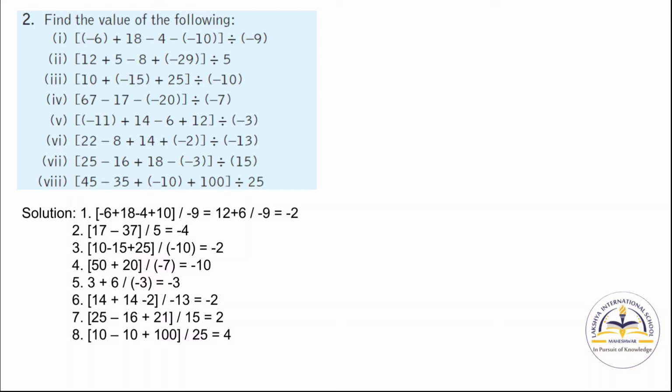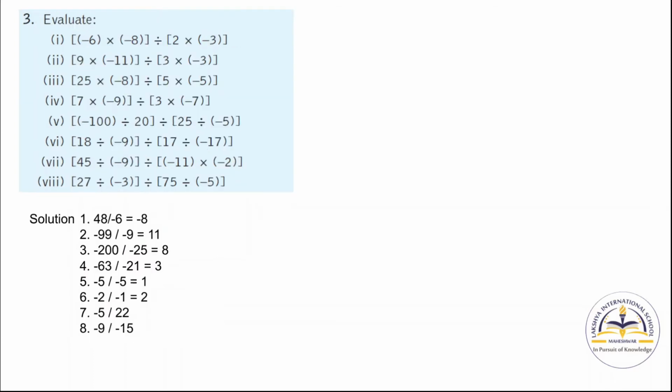Now the next question, 12 plus 5 minus 8 plus minus 20 divided by 5. Here first we will solve 12 plus 5, the answer will be 17, and minus 8 minus 20 will be minus 37. Now 17 minus 37, you have to calculate this answer and divide by 5. When you divide, you will get the answer minus 4. Now in the same manner you have to solve these questions.